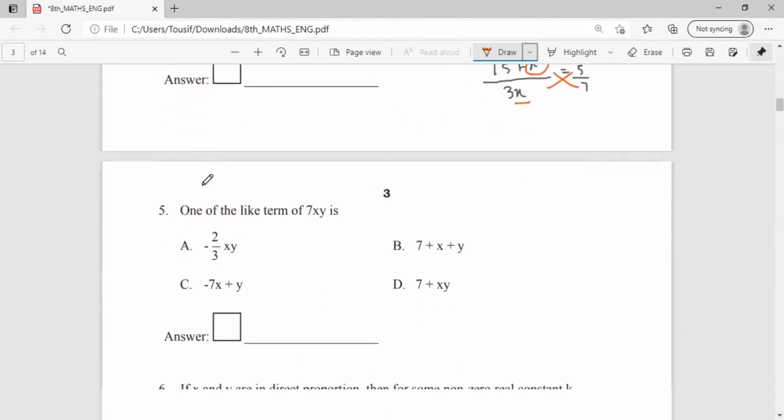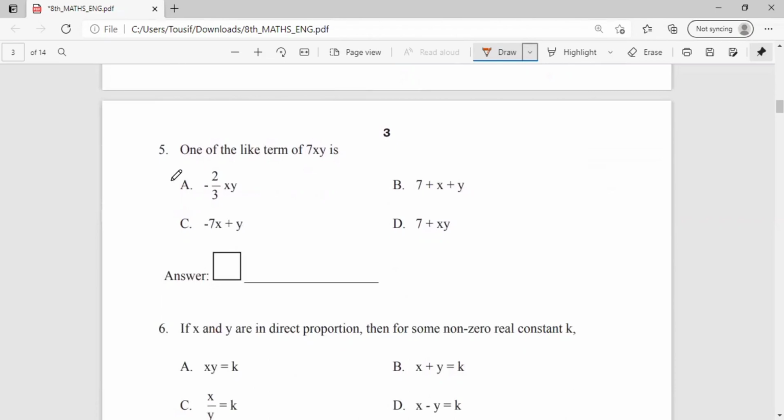Moving to the next one. One of the like terms. Like I said here in the last column, like terms are nothing but the terms which have the same variable. We are not dependent upon the numerical part, just the variable should be similar. As you can see, the first option itself is our answer. It consists of xy, and the question consists of 7xy. The variables are similar. Our answer is going to be option A, that is minus 2 by 3 xy.